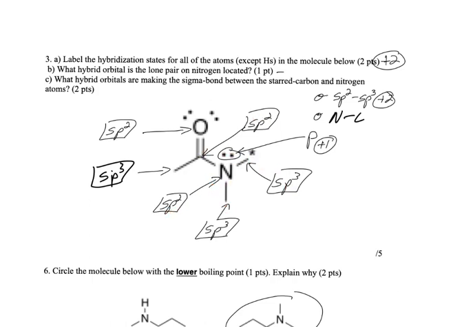And this nitrogen, because it has a lone pair and is next to a pi bond, it's going to be sp2. The hybrid orbital the lone pair is going to be in is a p orbital because it's going to be able to do resonance. Right, so it has to be a p orbital if it's going to do resonance.